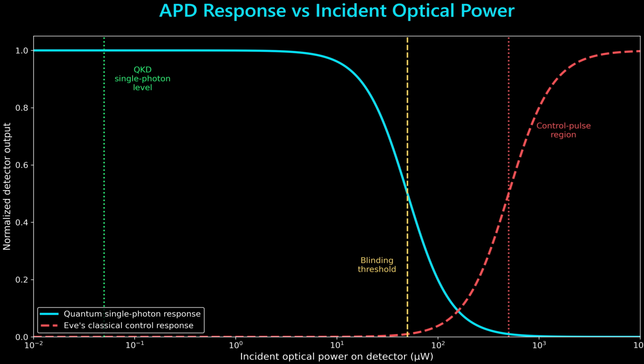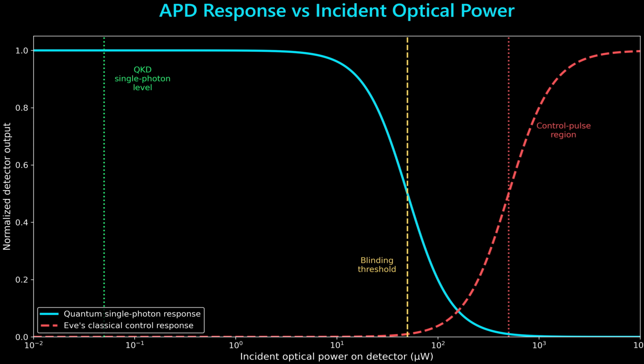On the far left side of the graph, in the single-photon regime, the detector is operating in what's called Geiger mode. In Geiger mode, the APD is biased above its breakdown voltage. A single photon striking the semiconductor junction initiates an avalanche of carriers, producing a digital click. This is the regime BB84 depends on. Every photon is a quantum event. Every click is meaningful. This is the green dotted line labeled QKD single photon level.